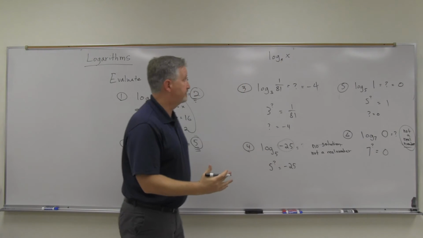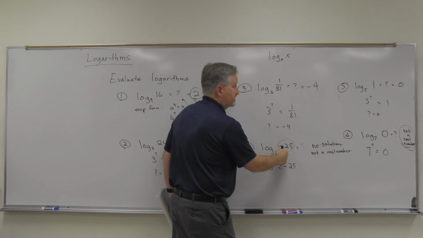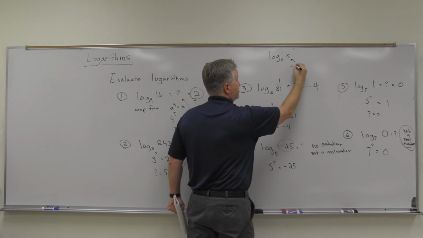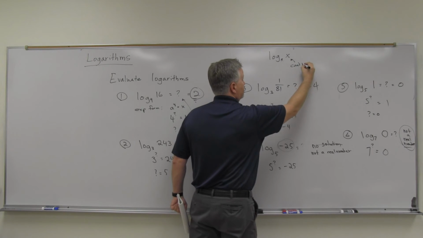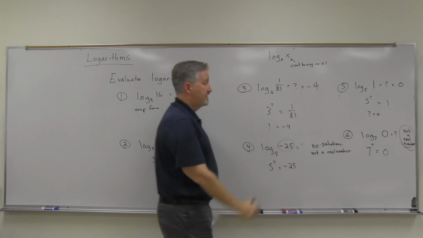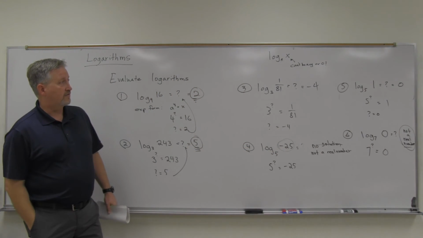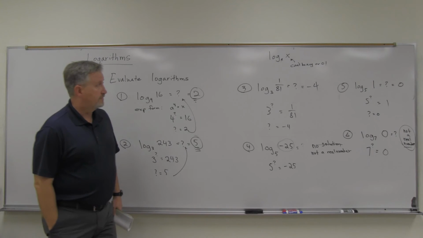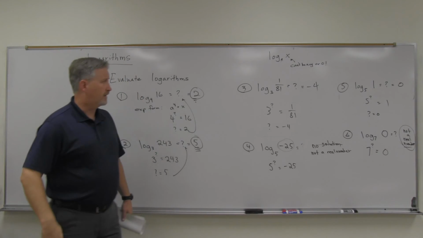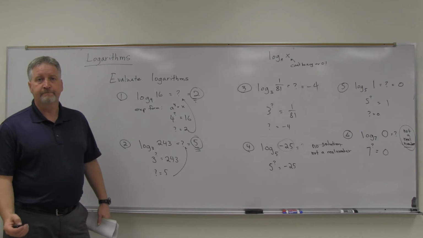When I've got a logarithm, log base A of an x, the x can't be negative and it can't be 0. And this is why, because you just can't get a power of A that gives you that value. Okay?